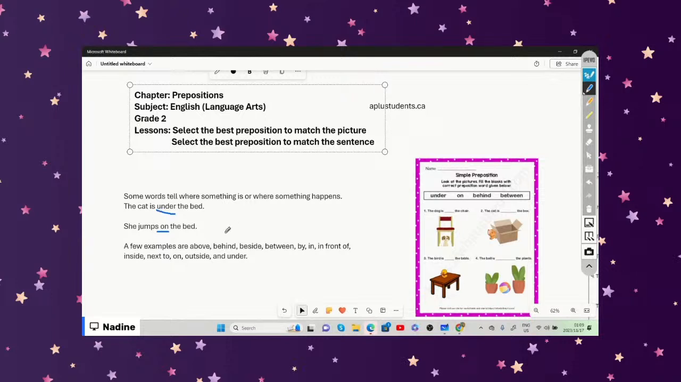A few examples of prepositions are above, behind, beside, between, by, in front of, inside, next to, on, outside, and under. These are a few examples of prepositions, and they tell us where something is, or where something happens.